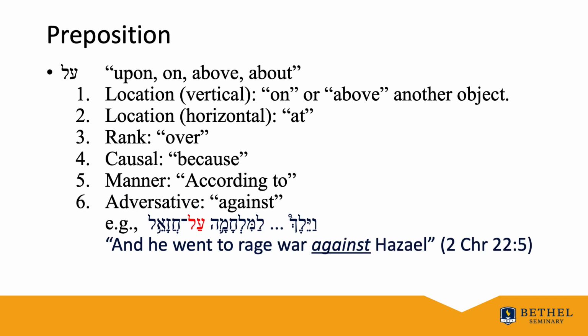Another way to translate al is against, this adversative sense, as we have in 2 Chronicles chapter 22. Vayelek la milchama al Chazael. And he went to wage war al, not over, but against Hazael.